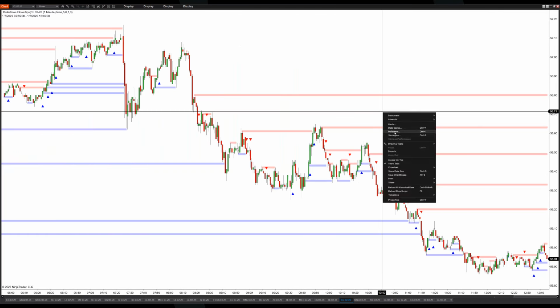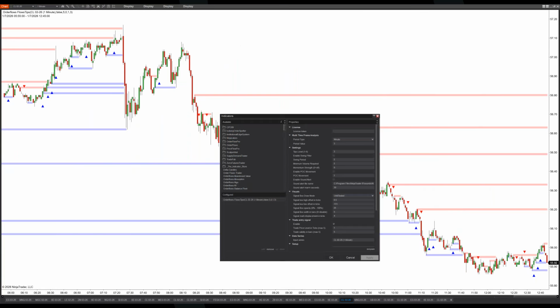Now with crude, what do I got for settings here? This is 3 minutes. Yeah, probably try momentum 1. Momentum 1, I'll try POC movement of 1.